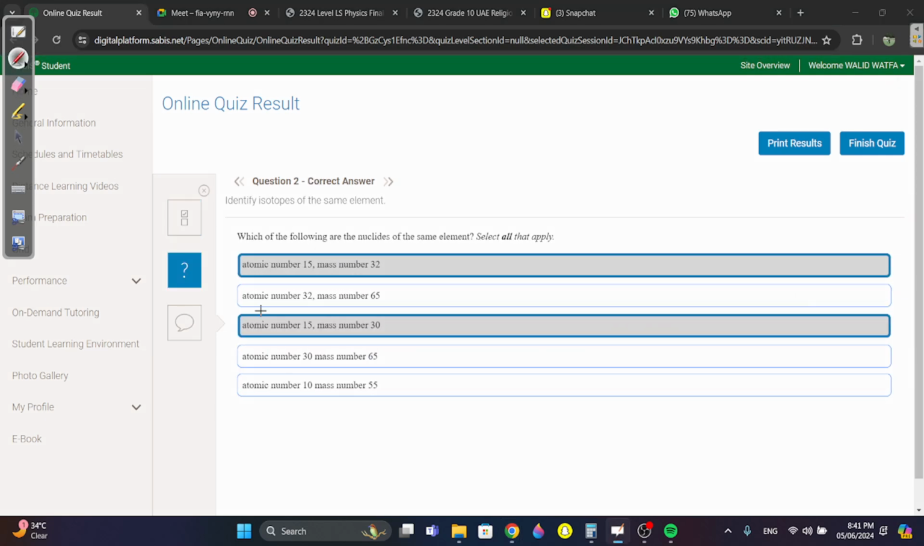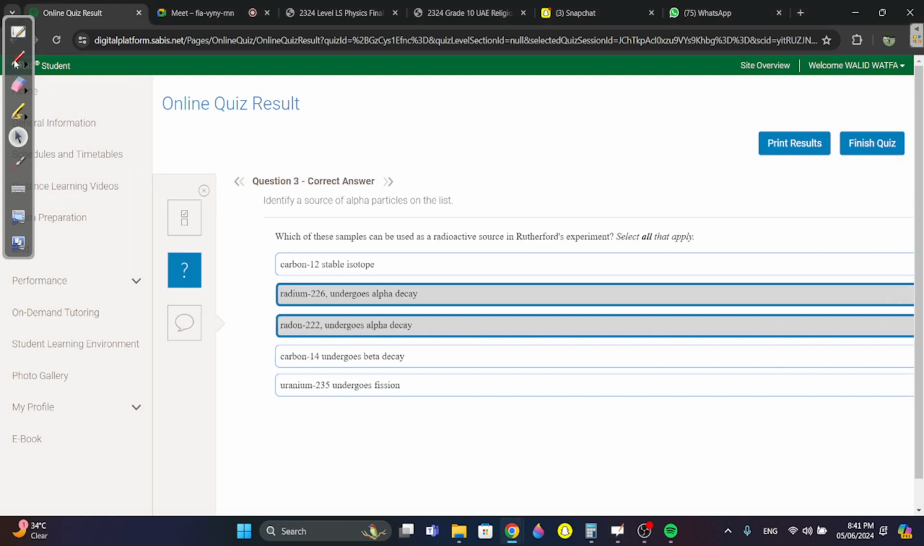Okay, question 2. Which are nuclides of the same element? If it's the same element, it's the same atomic number. Right? It's these two that both have 15. Oh, question 3, sorry.